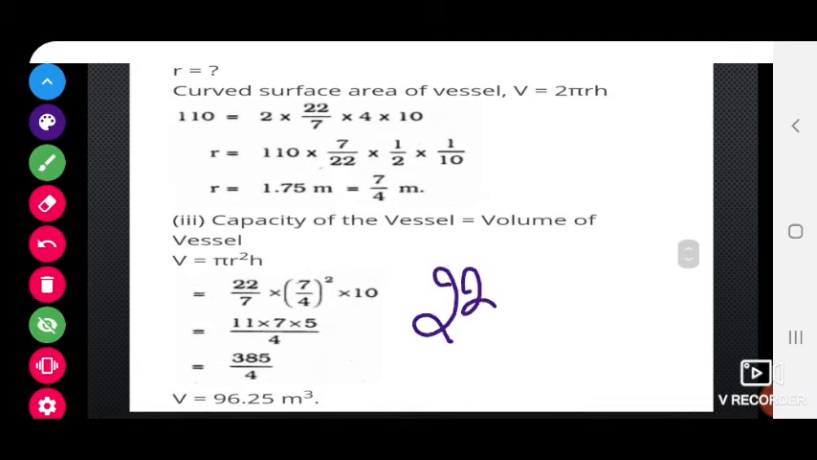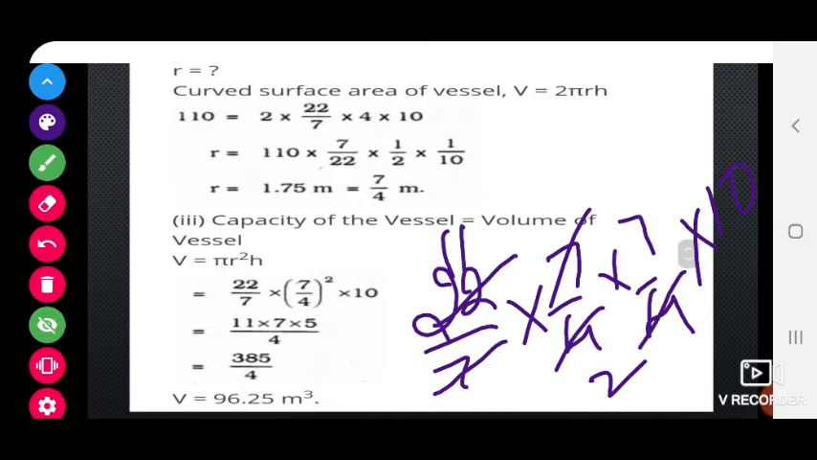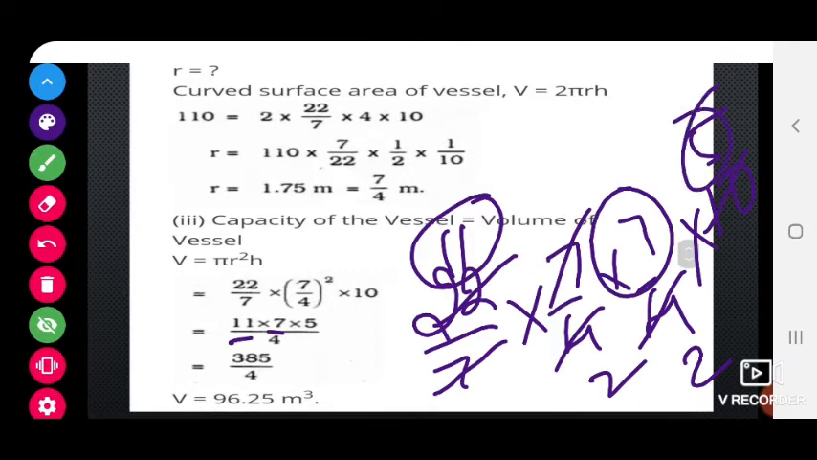Here I'll just show you, 22 by 7 into 7 by 4 square means 7 by 4 into 7 by 4 into 10. Now here 7, here 7 cancel. Now with the 2 table, 2 elevens are 22, and with the 2 table, 2 fives are 10. So what is there in the numerator? 11, 7, next 5. In the denominator, 2 twos are 4. So if we multiply, we get 11 into 7 into 5 as 385 by 4. If we do the division, we will get 96.25.